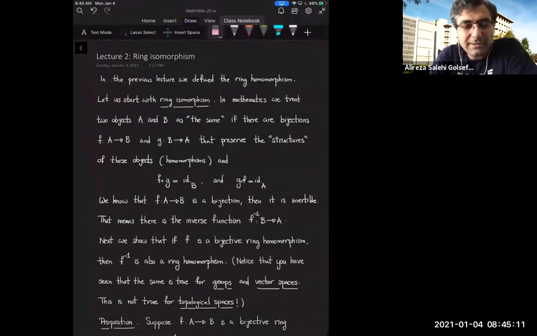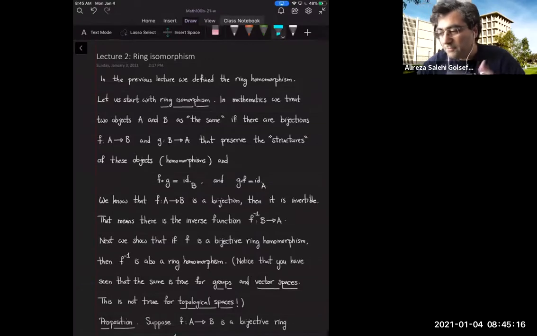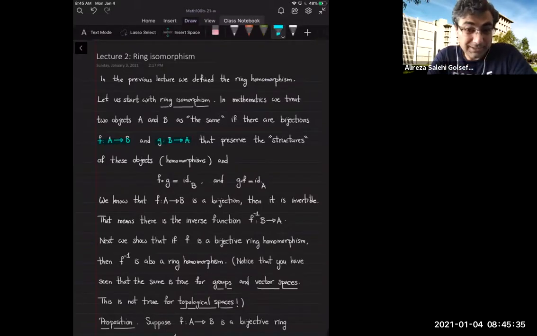In general, in mathematics, whenever we have two objects, A and B, we view them as the same thing if there are bijections between them, let's call them F and G, and these bijections preserve the structures of these objects, so we often call them homomorphisms, and at the same time, these bijections are inverses of each other. So if we have such a thing, then we view A and B as the same object.